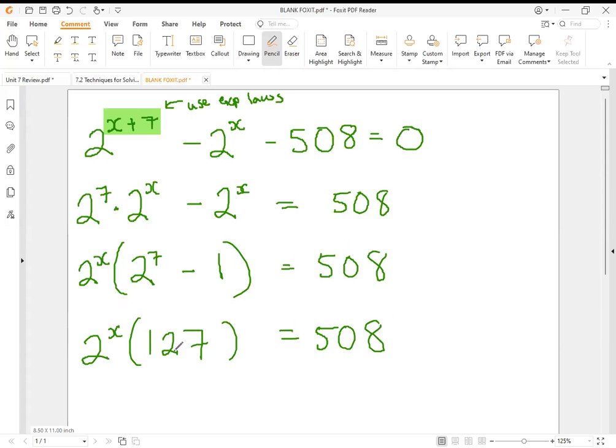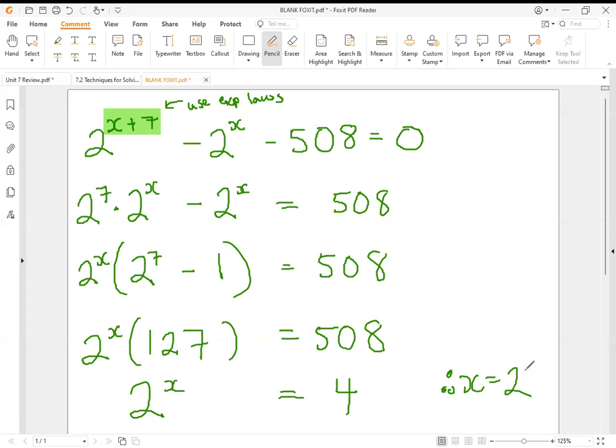And then this becomes simple. How do I get 2x all alone? Divide both sides by 127. Answer is 4. So the x is just 2. It's simple when you see it. But at the start, if you don't have an idea of how to deal with that unusualness, it is challenging.